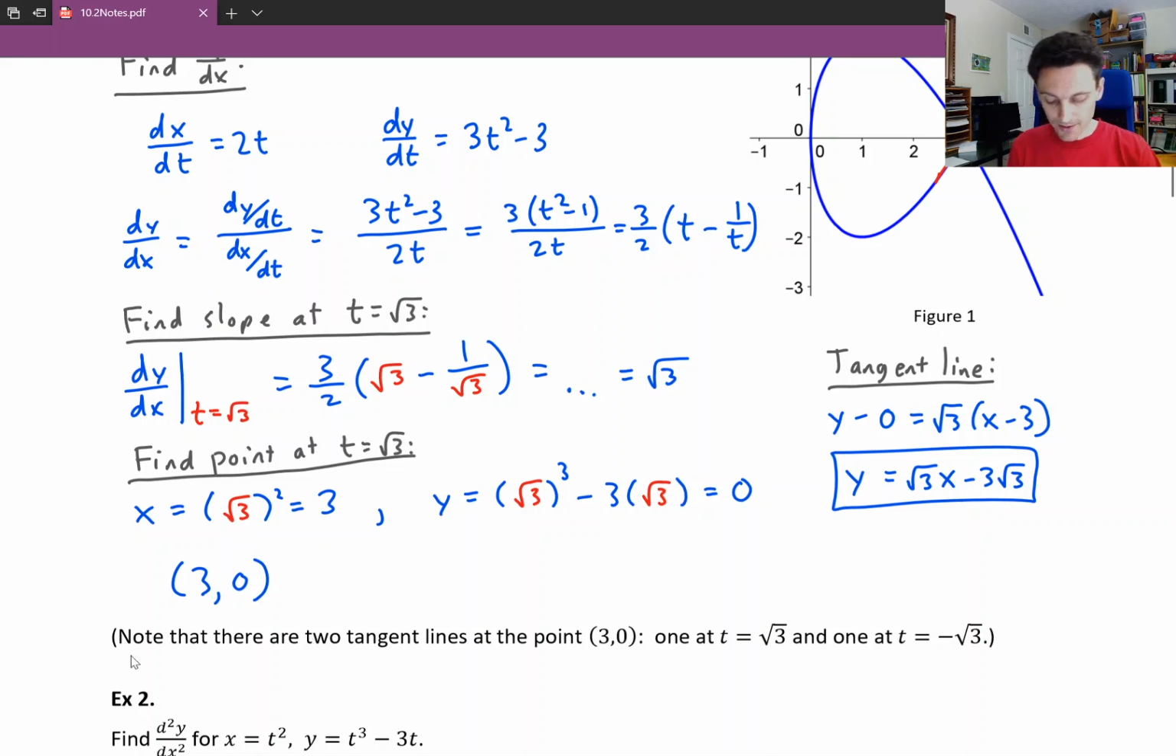So that's what this little note is saying down here. Note that there are 2 tangent lines at the point 3, 0, one at t equals root 3, and one at t equals negative root 3.